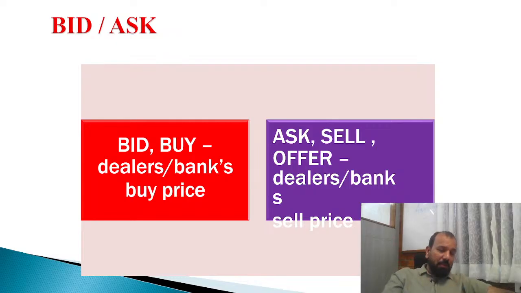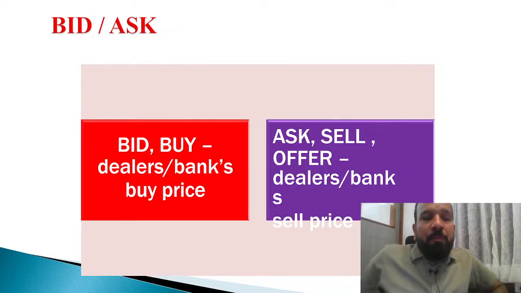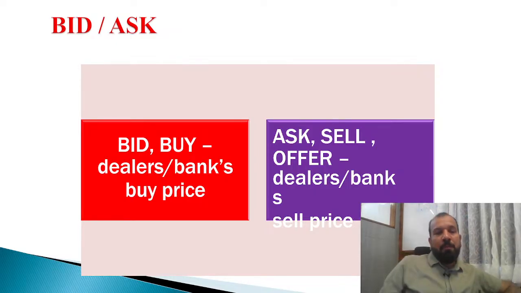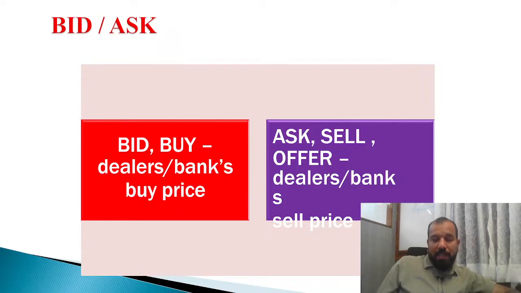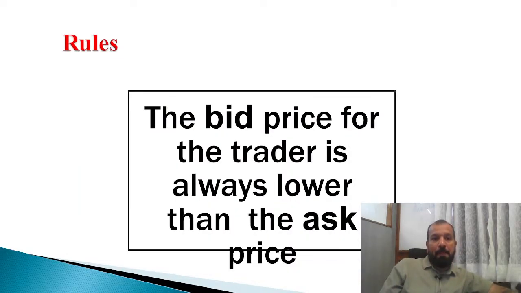Then the bid price and the ask price. Bid price is the buyer's point of view, and ask price is the seller's point of view. Most transactions in the foreign exchange market are always executed at the ask price. Just need to understand, the bid price for a trader is always lower than the ask price. For example, I am asking 87 rupees per dollar, and you are bidding 84 rupees.